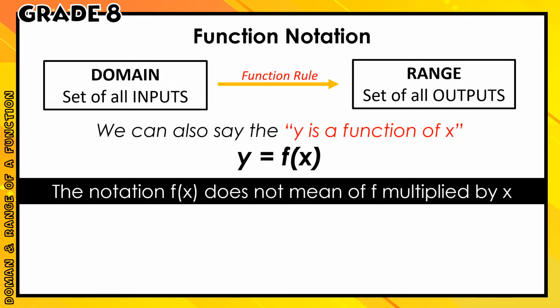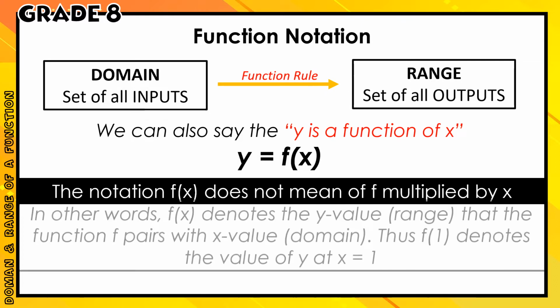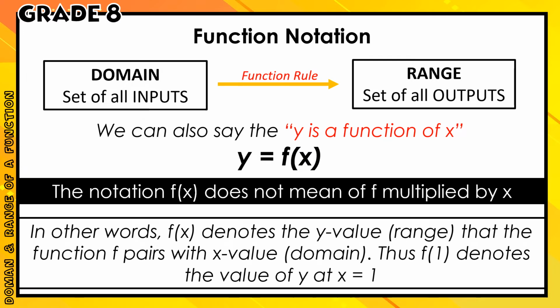The notation f of x does not mean f should be multiplied by x. In other words, f of x denotes the y value, or the range, that the function f pairs with the value of the domain. Thus, f of 1 denotes the value of y when x is equal to 1.